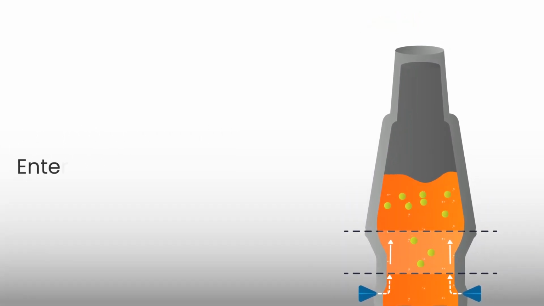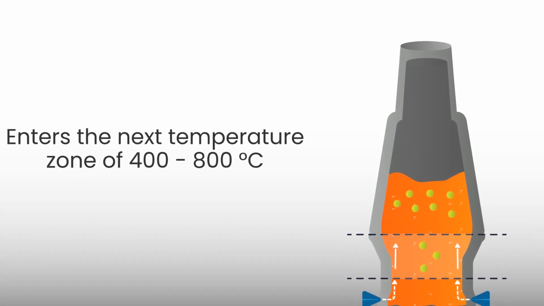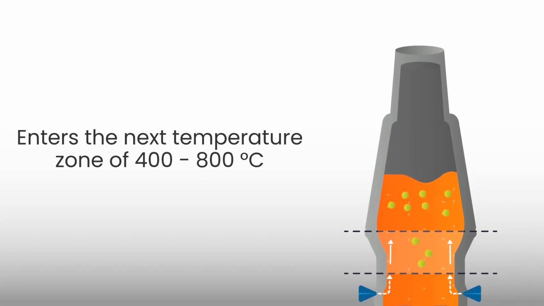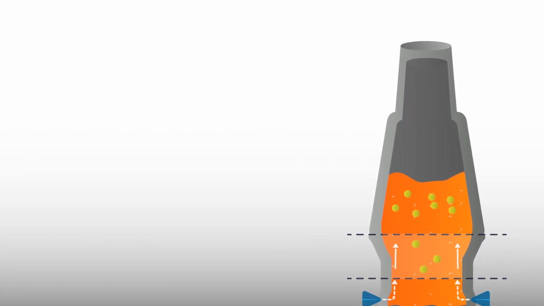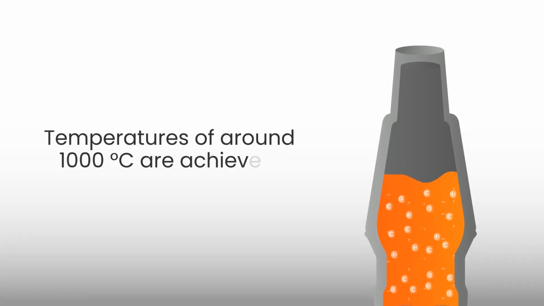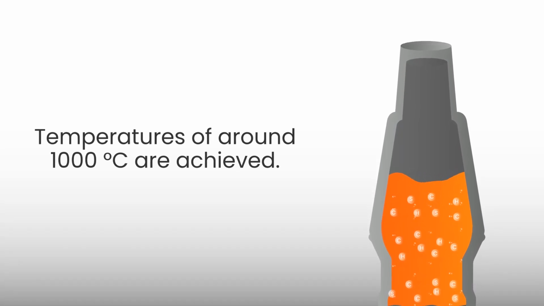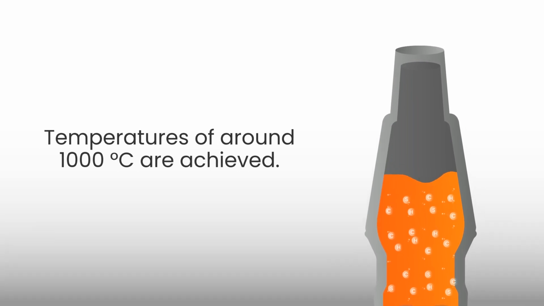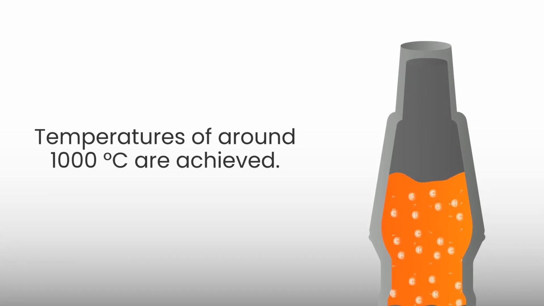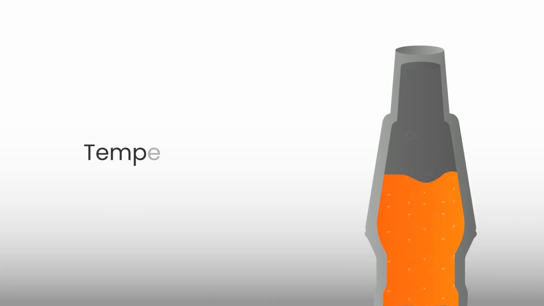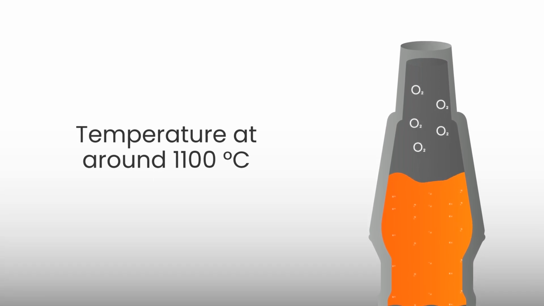As the feedstock moves further through the gasifier via gravity, it enters the next temperature zone of 400 to 800 degrees Celsius. Here, depolymerization and pyrolysis of the hardier materials occur. From here, the materials enter the carbonization and gasification zone, where temperatures of around 1000 degrees Celsius are achieved. Most materials are broken down to their simplest forms, namely carbon and hydrogen, with trace amounts of other elements like sulfur.